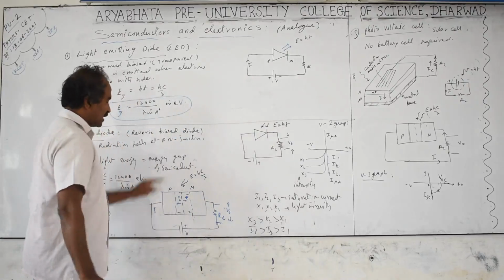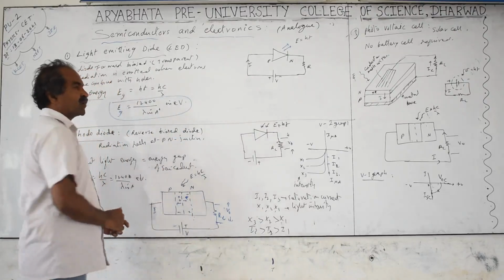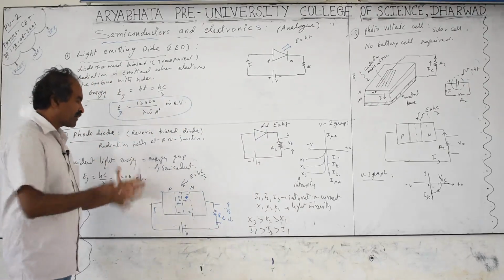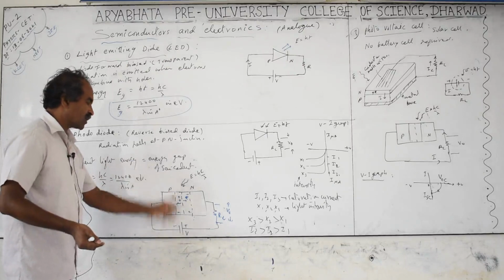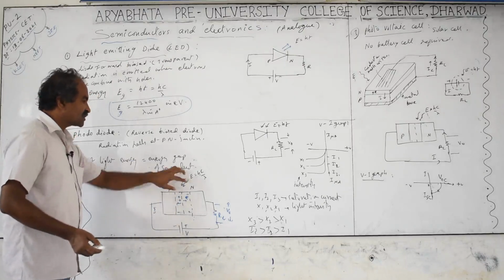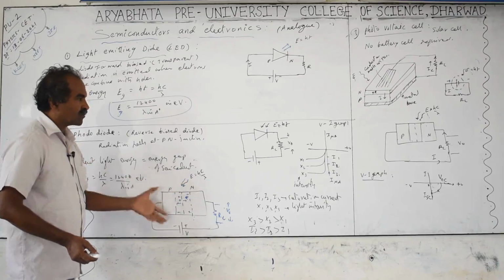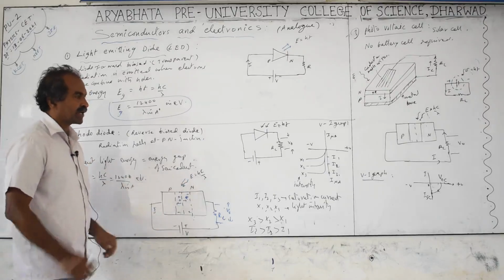This current depends on the intensity of the light. More intensity of the light means more photons, more breaking of the bonds, more electrons, more current. And after reaching a particular number, current depends on these photons only. More photons, more current. That is reverse bias current, which is generally in microamperes.